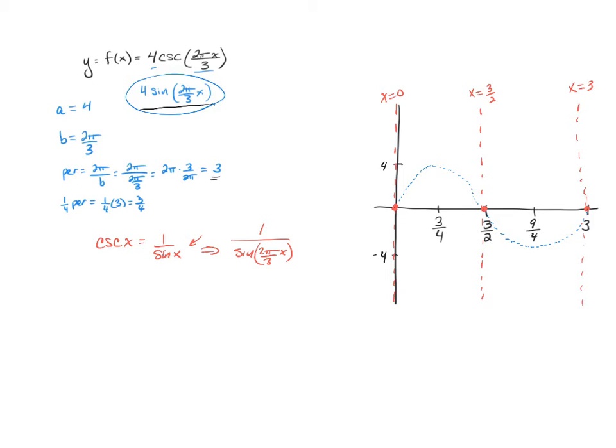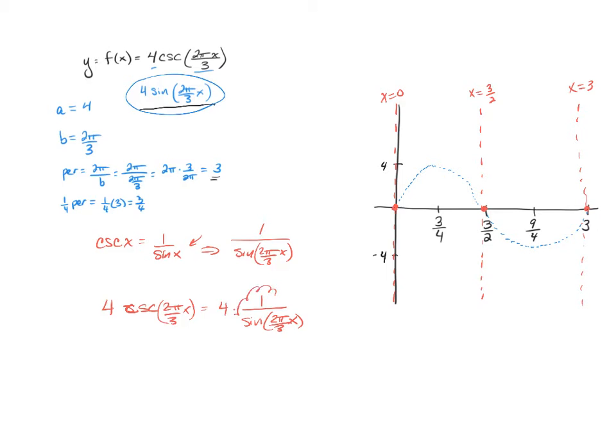And now the second part of this task is really pretty simple, because if you think about when you've got an a value of 4, as we do in this case, 4 times the cosecant of 2 pi over 3x, what that is is 4 times 1 over the sine of 2 pi over 3x.